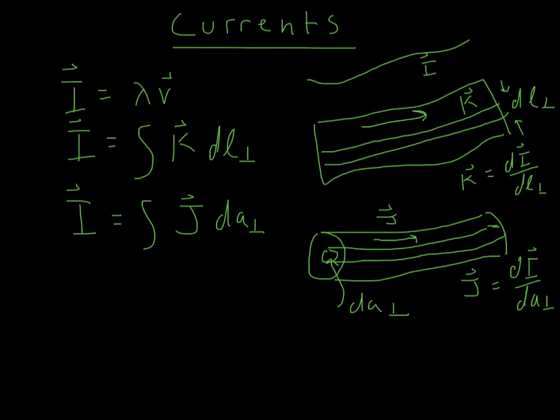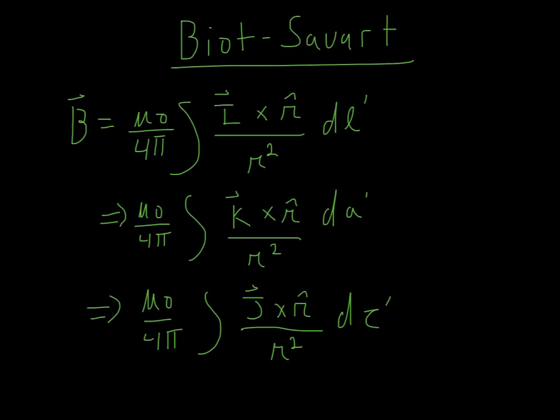Okay, so we're going to be using I, and that's nice, and often that's what we want because it's some kind of circuit or some kind of wire, but you might have a surface current and you might have a volume current too. Here is the Biot-Savart law in all its ugly glory.